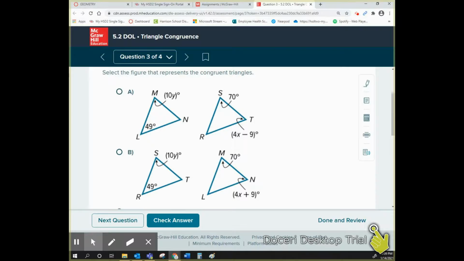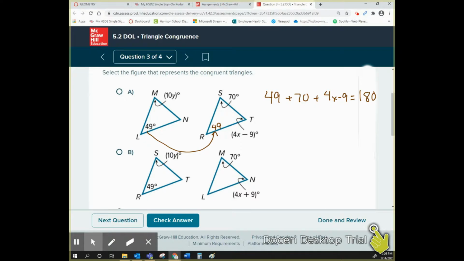Furthermore, if these two are congruent, if this was 70, this angle would be 49. And using this information, I can use my triangle sum theorem to find x. 49 plus 70 plus angle t, which is 4x minus 9. If I add these three together, it should give me 180.